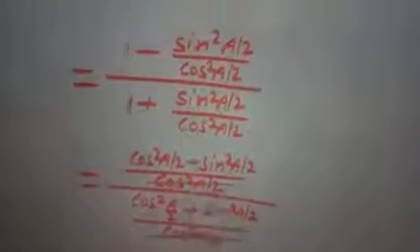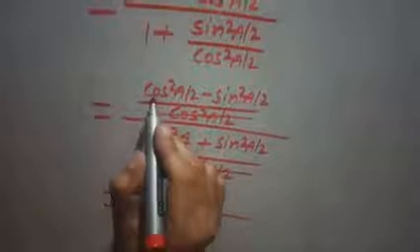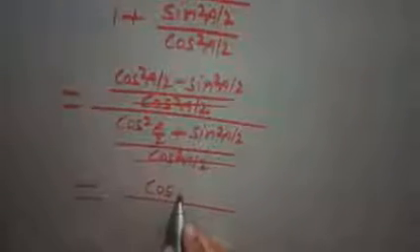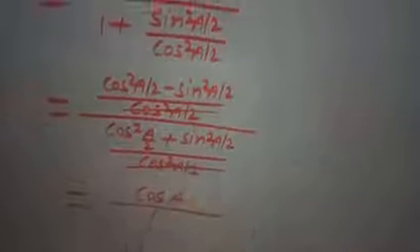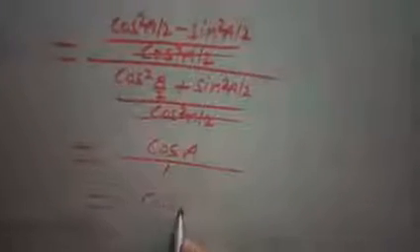Now these two cancel out, and as we know, cos square A by 2 minus sin square A by 2 is the formula of cos A, and cos square A by 2 plus sin square A by 2 is 1, so that is cos A, and this is our left hand side.